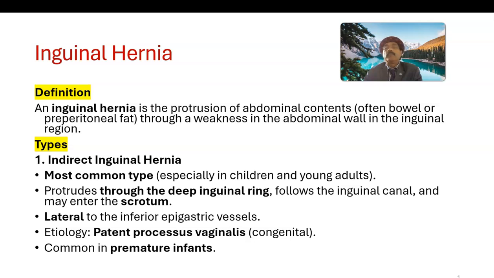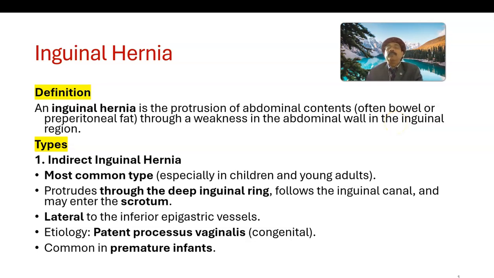Today I will discuss inguinal hernia. What is the definition of inguinal hernia? An inguinal hernia is the protrusion of the abdominal contents, often small intestine like ileum or pre-peritoneal fat, through a weakness in the abdominal wall in the inguinal region.